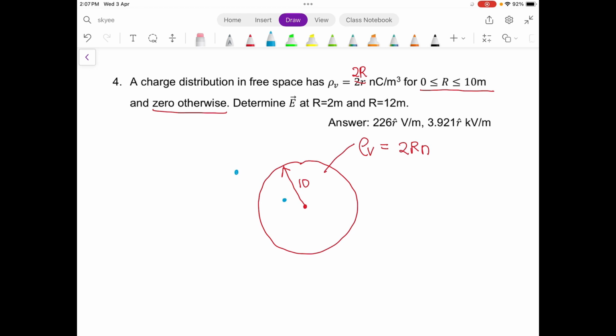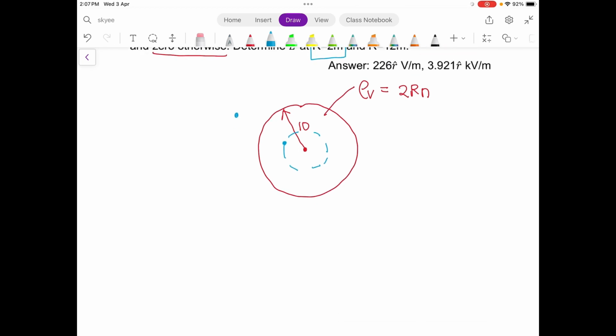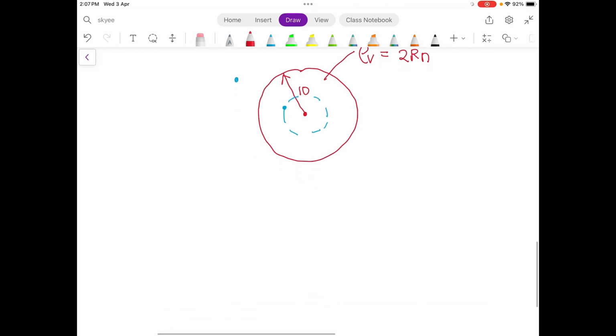Alright, so now let's look at this case to find the electric field when r is equal to 2 meters. So let's derive the equation for this case. So first of all, we must apply the Gauss law.